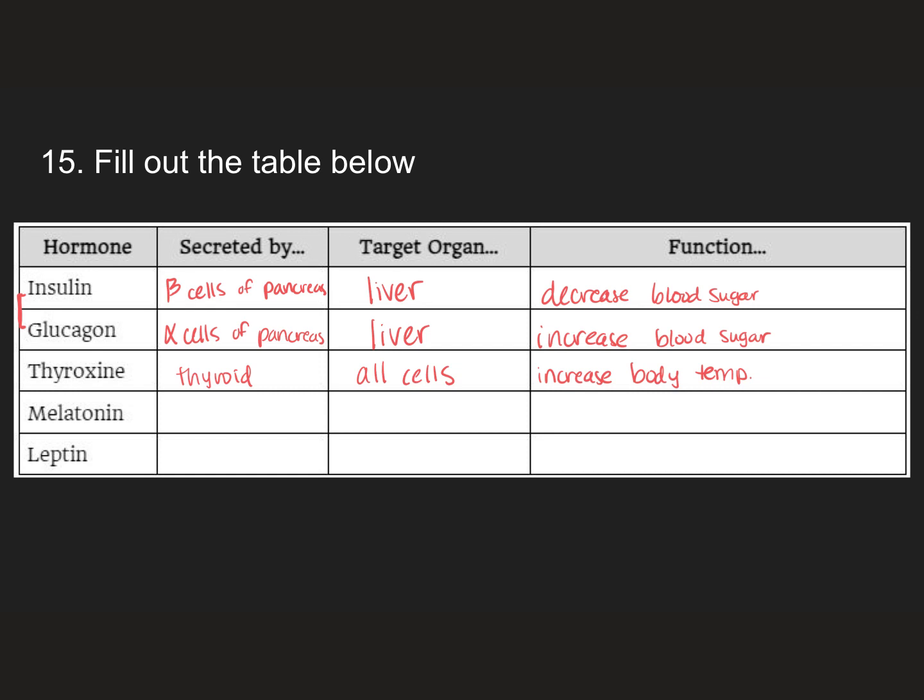Melatonin is secreted by the pineal gland. That's in your brain. And the target organ is the brain, specifically the pituitary. And the function is to regulate, and I think you guys know this one, circadian rhythm.